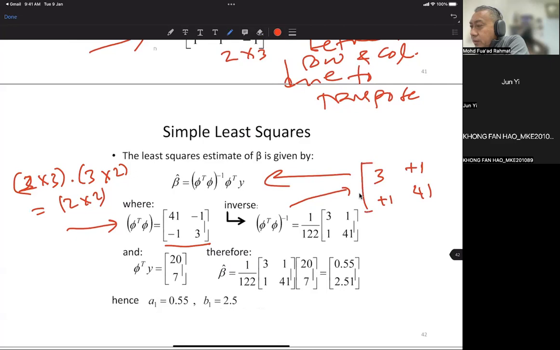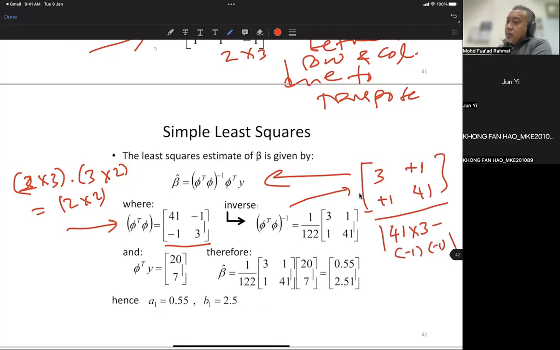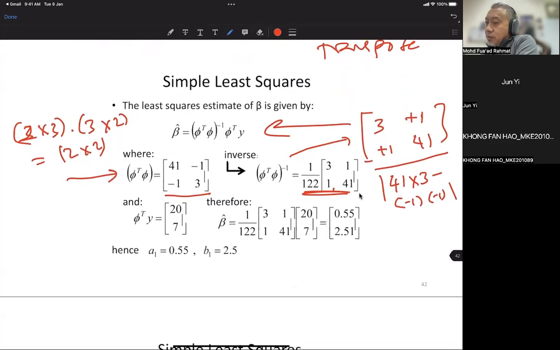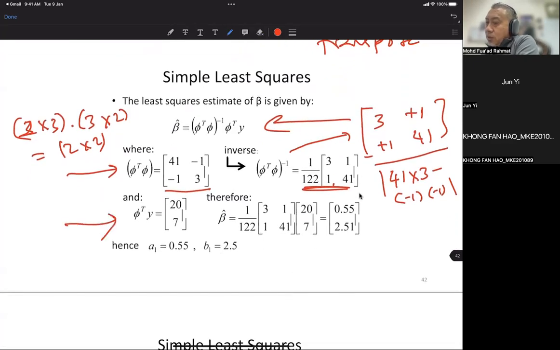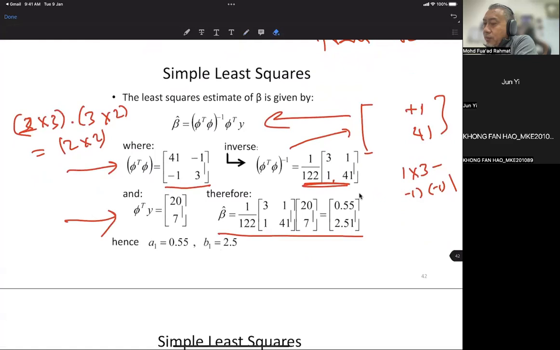Swap the diagonal elements and put minus on the off-diagonal elements, and divide by the determinant. So you get this one, right? Then psi transpose psi is 27, and then you multiply. So we'll get a1 0.55 and b1 is 2.5.